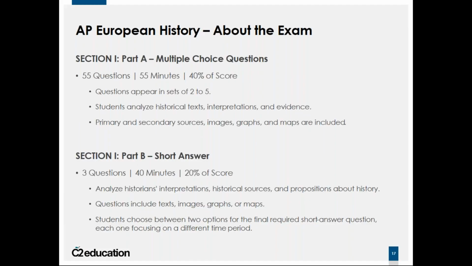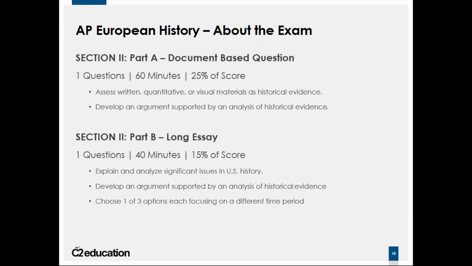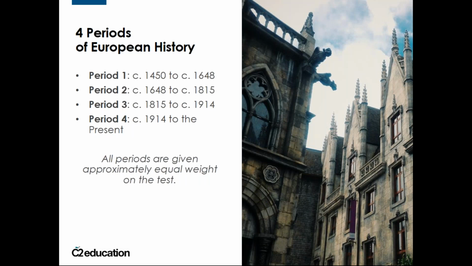That's US history. European history has the same structure. 55 document-based multiple choice questions, again, and 3 options in different time periods. The difference is that the time periods in European history are different. There are only 4, each about 25% of the test. Now, the DBQ for European history is explicitly stated to be from about 1600 to the present. But the short responses could be, again, 1 in the early, 1 in the middle, and 1 in the late, just like with the US.